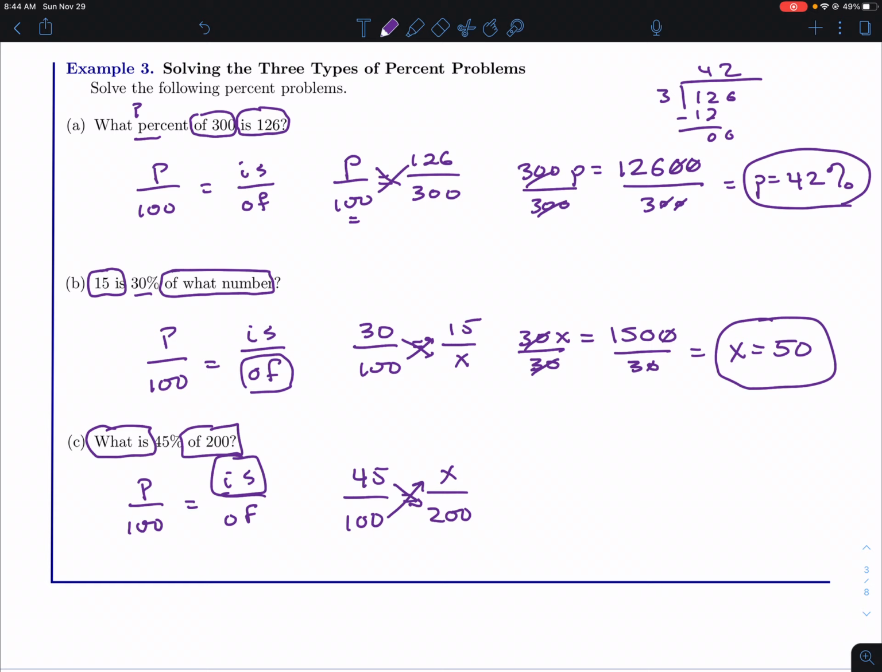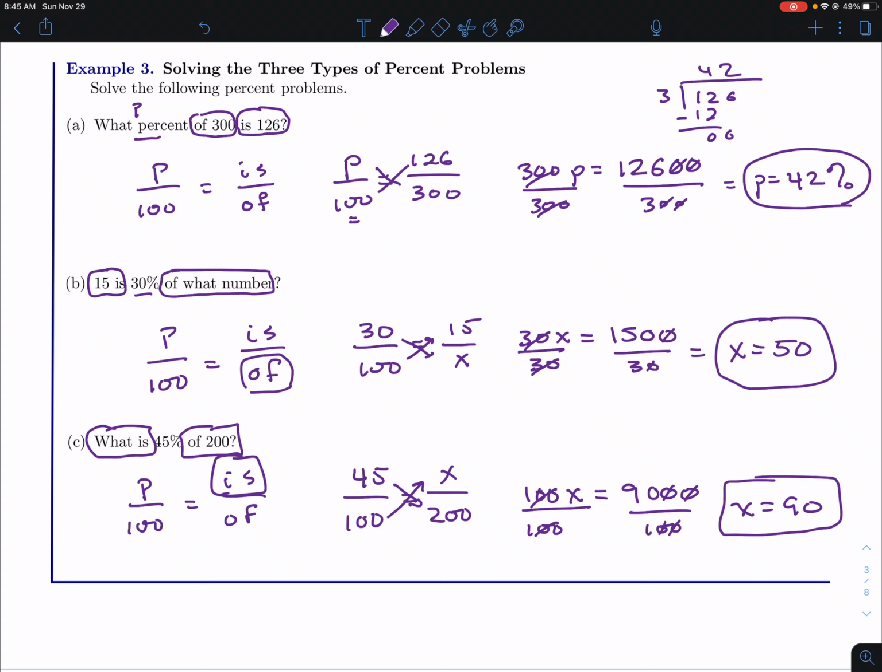Again, cross multiply these. So 100x equals, let's see, 9,000 in this case. And then divide both sides by 100. Again, we can wipe out some of these zeros, so we end up with just 90 over 1, which is the same thing as x equals 90 in this case. All right, so that's all three types, one of each kind.